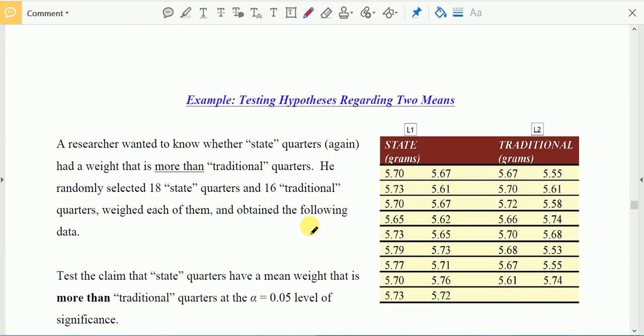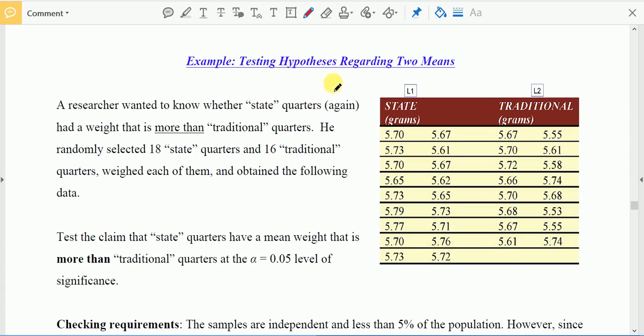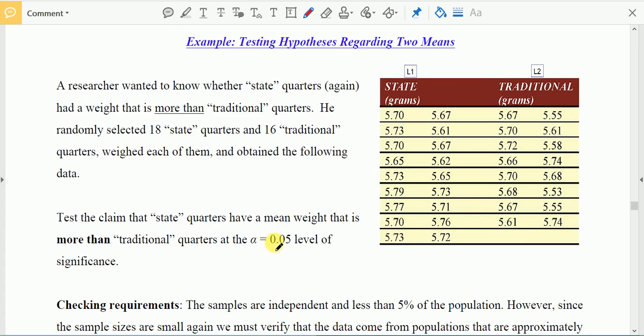Alright, so let's go over the very first example for this section. We are testing the hypothesis regarding two means. Researchers wanted to know whether the state quarters had a weight that is more than the traditional quarters. He randomly selected 18 state quarters and 16 traditional quarters, and he got the following data in the table here. Alpha is 0.05 in this case.